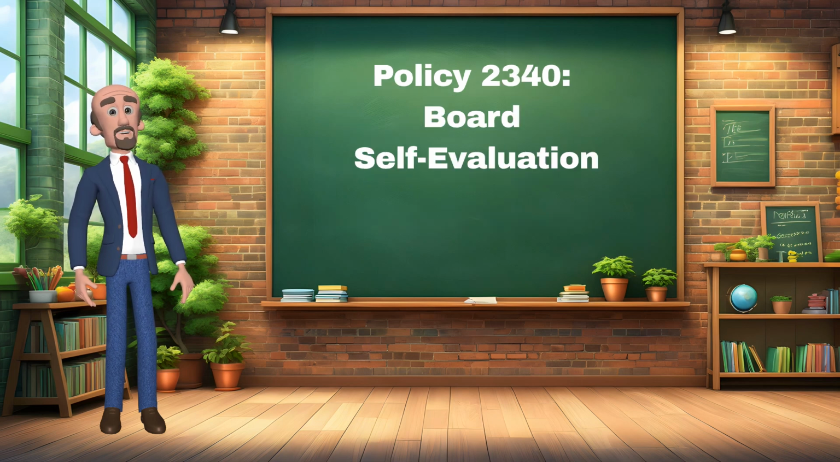Policy 2340, adopted in 1992, mandates that the North Rose-Wolcott School Board annually reviews its effectiveness in internal operations to ensure robust governance. Key procedure and issues. Annual self-evaluation. The board is required to conduct an annual self-evaluation to review and improve its functioning. This includes soliciting input from the superintendent and other staff who regularly interact with the board.